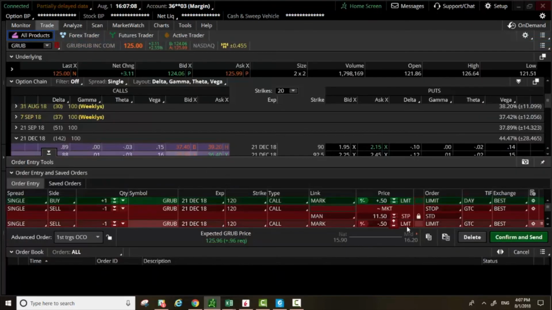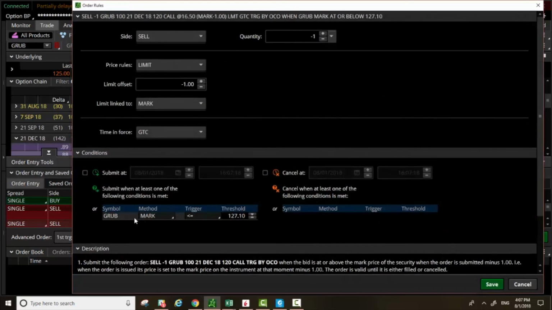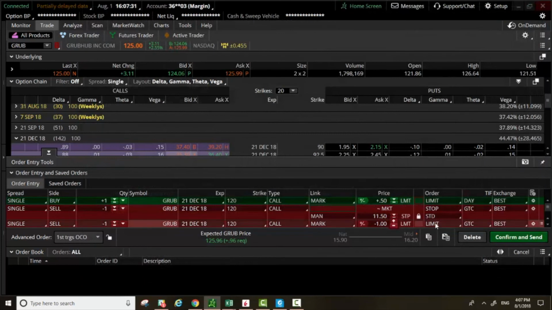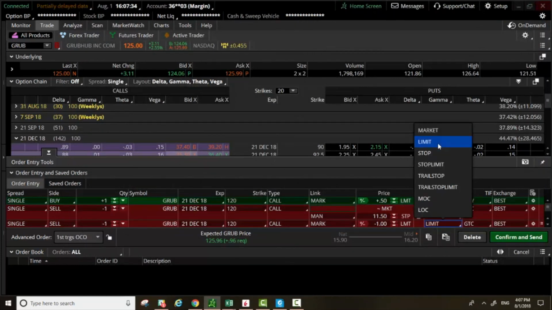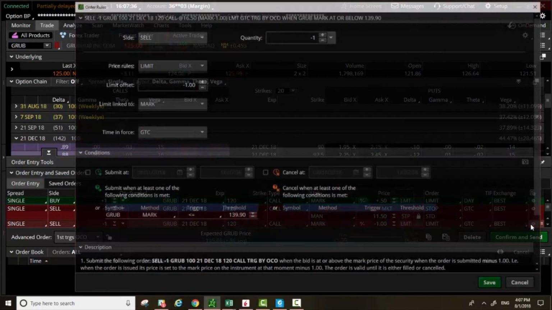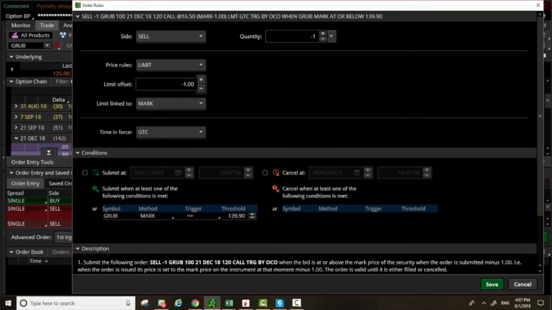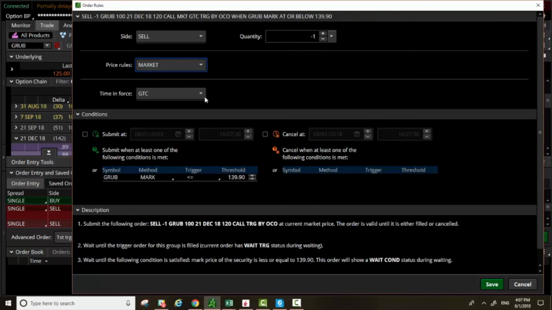Now we want to put a limit order in, and we want to go with a price here. We want to make sure that as this thing gets up to greater than or equal to 139.90, we're just below our 140 target here, and then we'll give it a little bit of space. Let's just go back in here. Look at this mark. We'll give it a limit offset of less than $1. I'd rather just go with the market on this one.